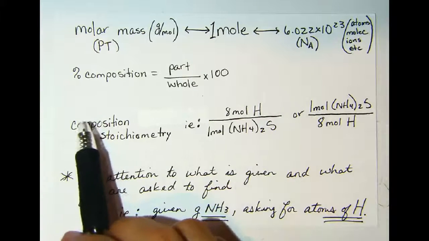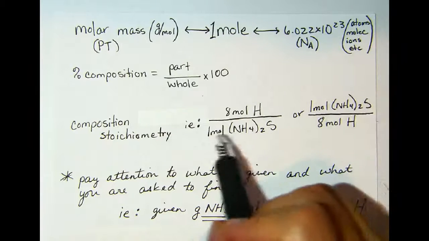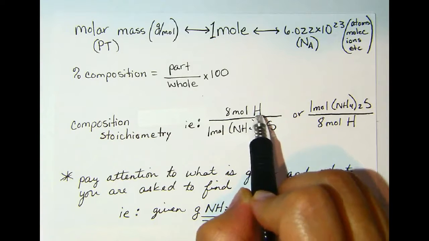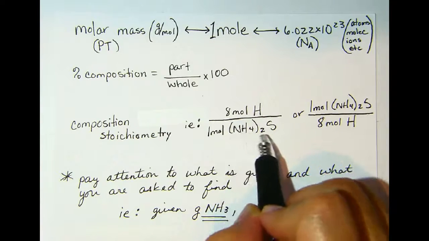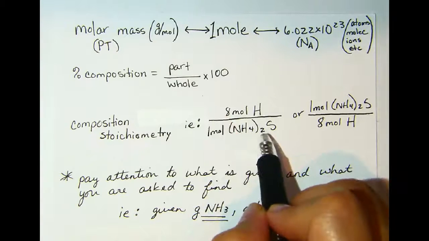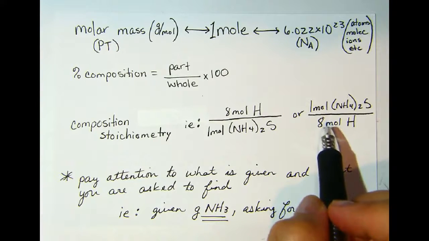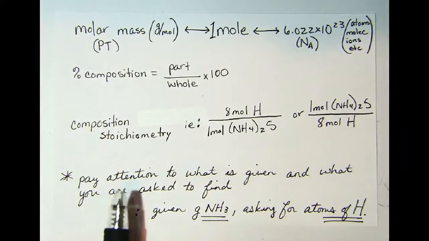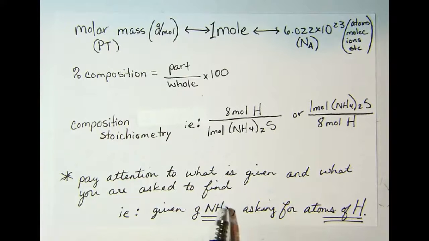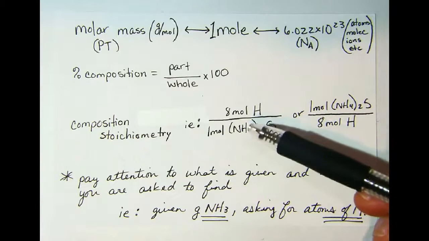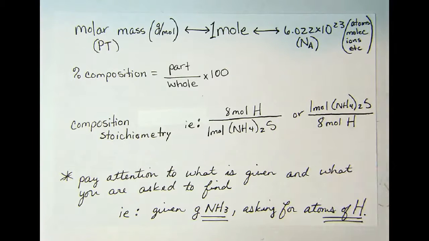to get its percentage. This is known as composition stoichiometry, where you do a mole-to-mole ratio between 1 mole of the entire compound to moles of just one element in that compound. And so because there are 8 hydrogens here, I would say that 1 mole of ammonium sulfide contains 8 moles of hydrogen, or you can take the inverse of that depending on how your dimensional analysis gets set up. So pay close attention to what's being given and what you're asked to find. So if you're given grams of NH3 but asked to find atoms of hydrogen, then you're going to have to do that composition stoichiometry step here, whether you do it this way or you do it with the whole molecule to atoms method shown in the sample problems.